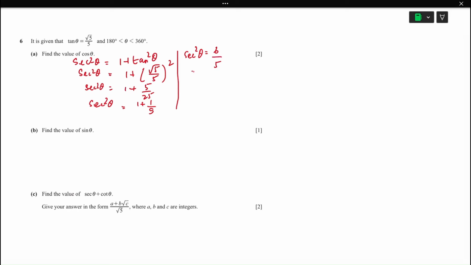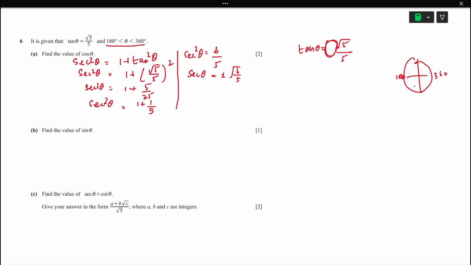So I'll get secant theta, it's going to be plus or minus square root of 6 over 5. Okay, so next, this is secant theta. Now, see, this is the important one. Tan theta equals root 5 over 5. So tan, the value is positive here. Here the interval is 180 to 360. So this is the unit circle, this is 180 to 360.